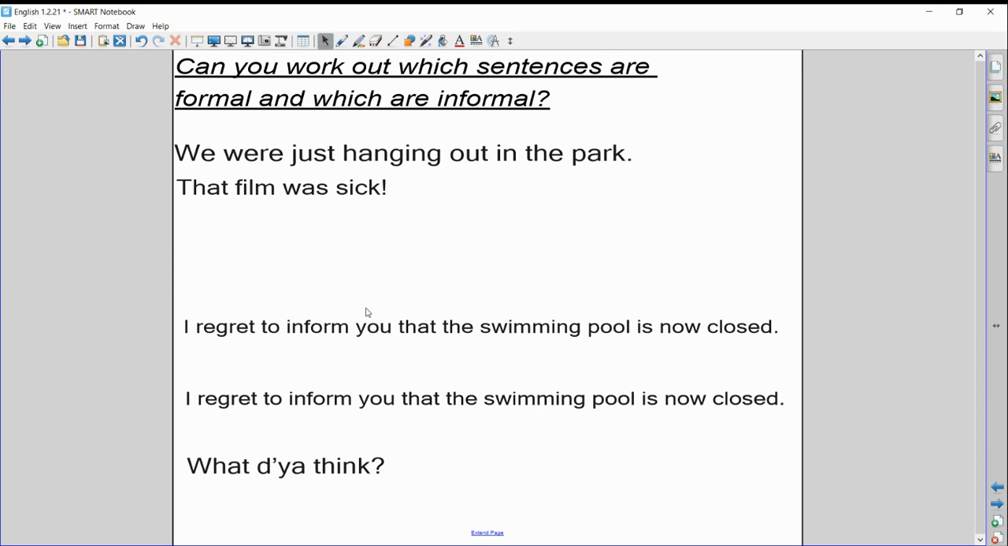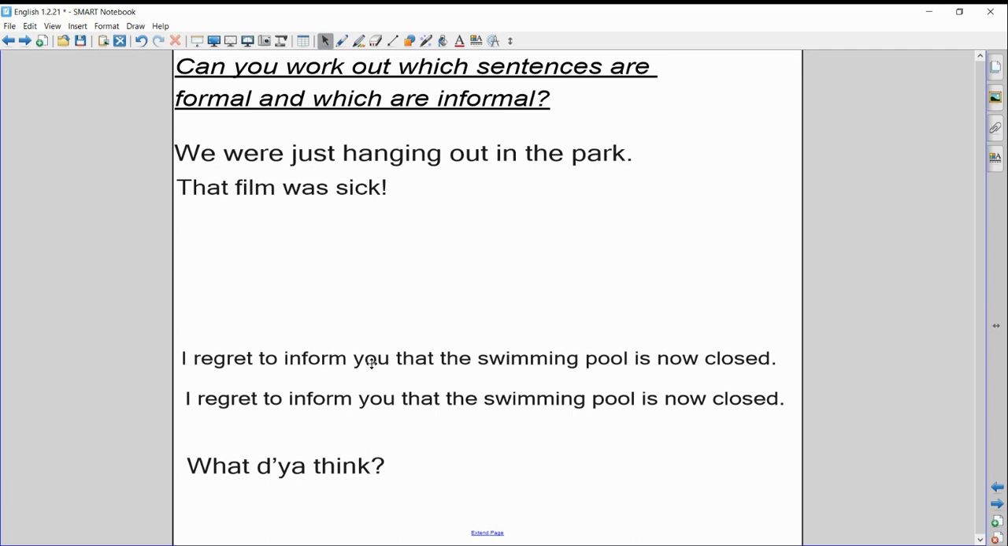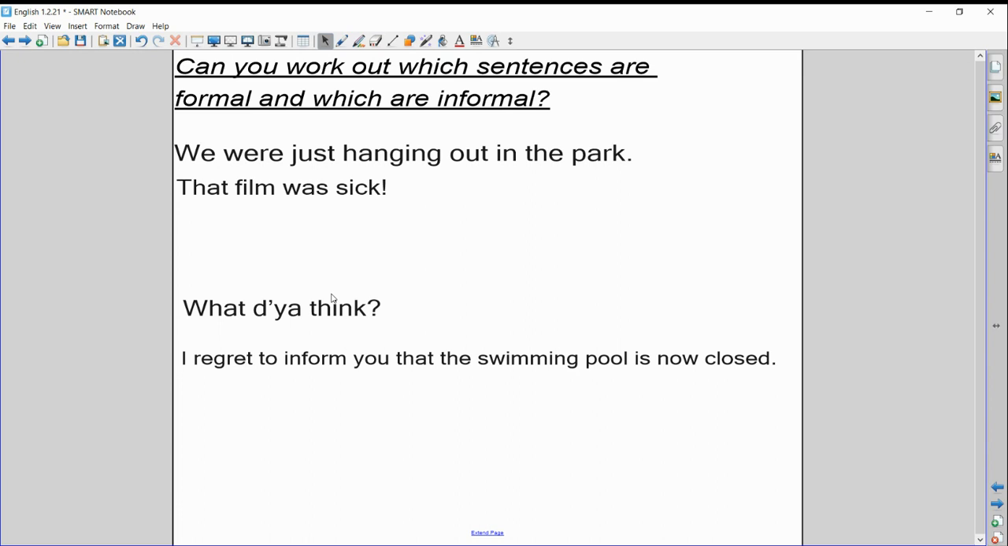I regret to inform you that the swimming pool is now closed. Yeah, you wouldn't say that to a friend, so that would definitely be on the formal side. We've repeated that sentence. And what do you think? We've got a contraction there and slang. So instead of saying, what do you think, which would be more formal, this would be an informal sentence. Okay, so hopefully that's given you some ideas.